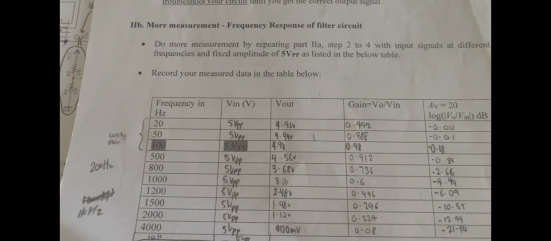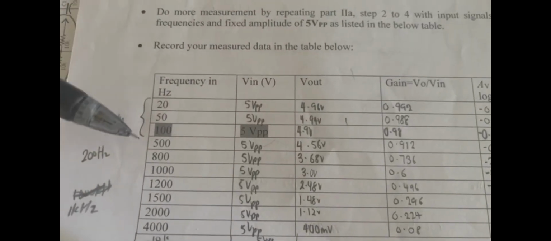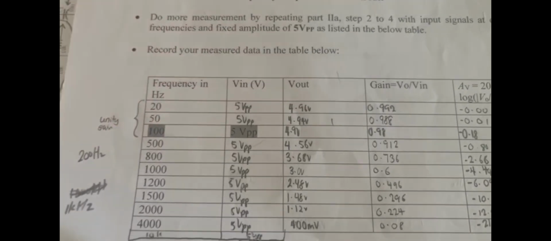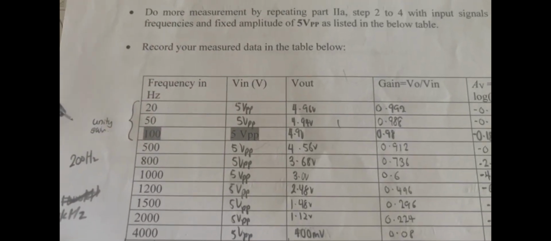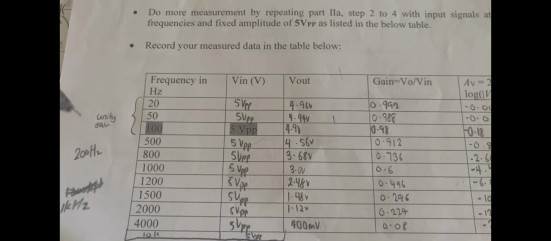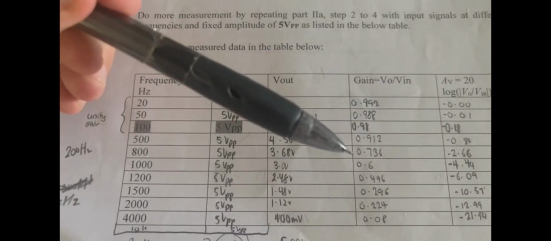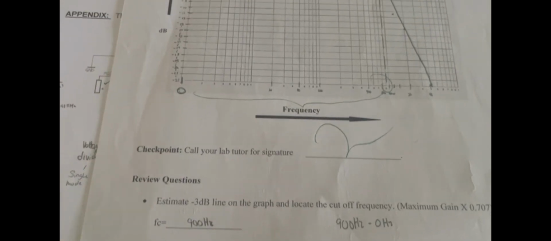Okay, so now let's look at our measurements. As you can see, before 500 Hz our gain is all 1, which is unity gain. But after 500 Hz, our gain starts decreasing. From our measurements, we can plot our frequency response curve. From here, we can minus 3 dB from the peak to find out our FL and FH.